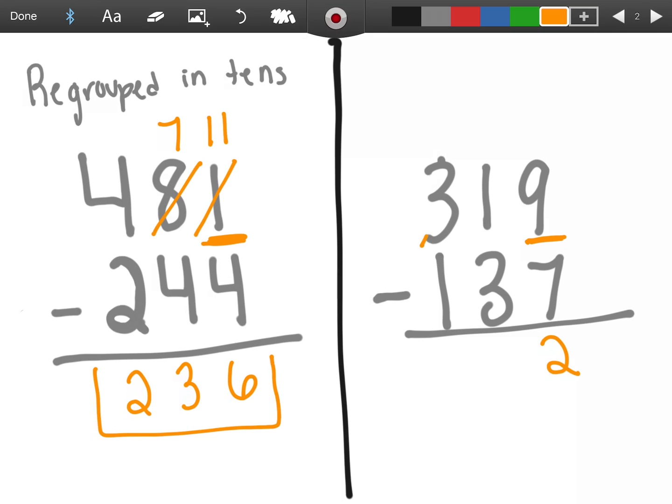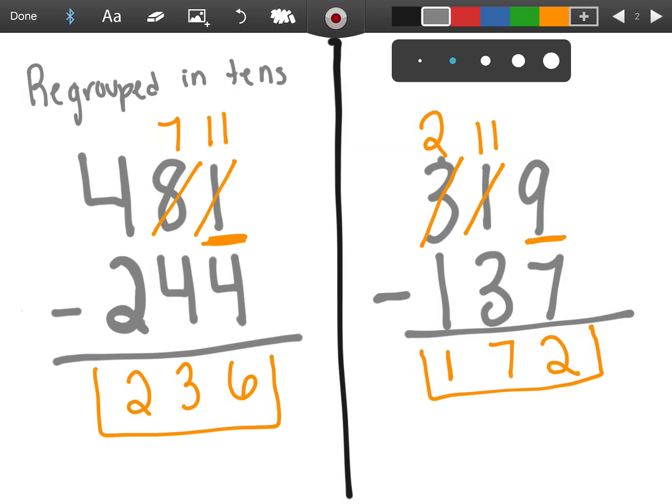So we call up the hundreds. We borrow 10 tens. This 1 then becomes an 11, and then we can subtract. 11 minus 3 gives us 8, and 2 minus 1 gives us 1, making the difference 172. So here, we regrouped in the hundreds.